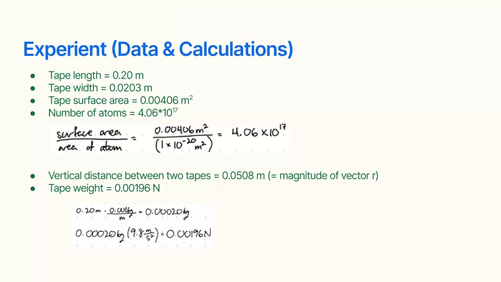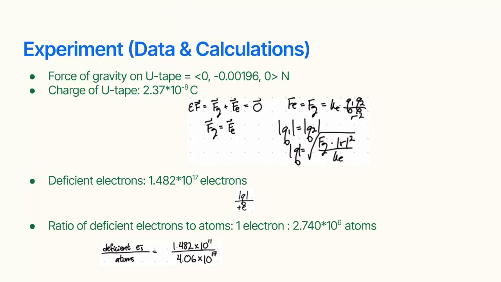The length of the tape was measured to be 0.2 meters with a width of 0.0203 meters, and the surface area of the tape was calculated to be 0.00406 meters squared with 4.06 times 10 to the 17 atoms. The vertical distance between the two tapes again was 0.0508 meters, and the weight of the tape was 0.00196 newtons. The force of gravity on the U-tape was found to be negative 0.00196 newtons in the negative y-hat direction.